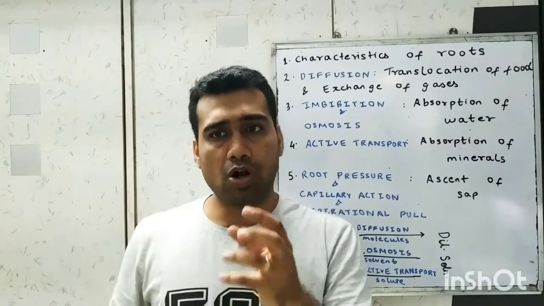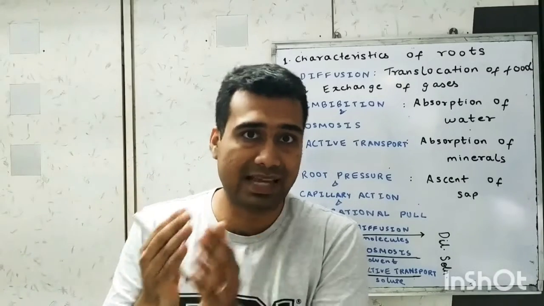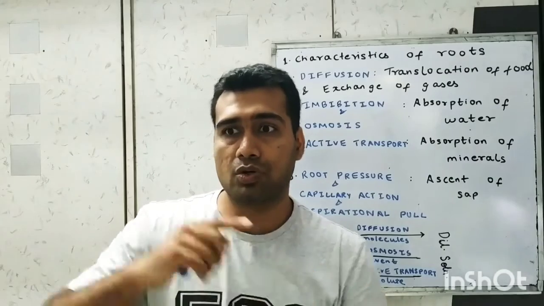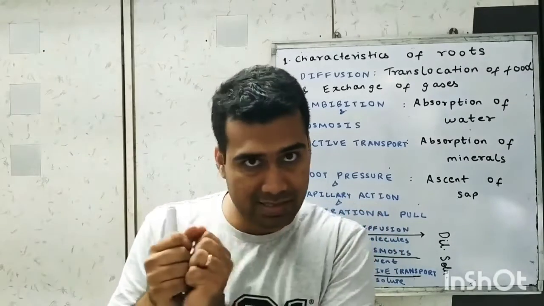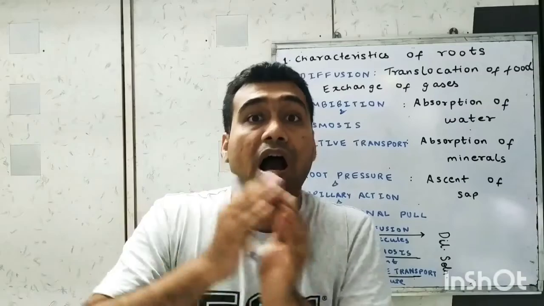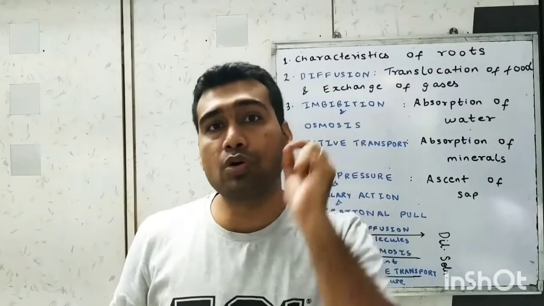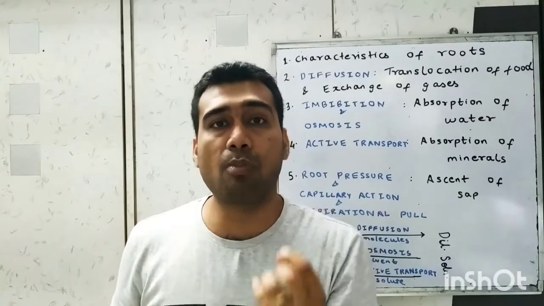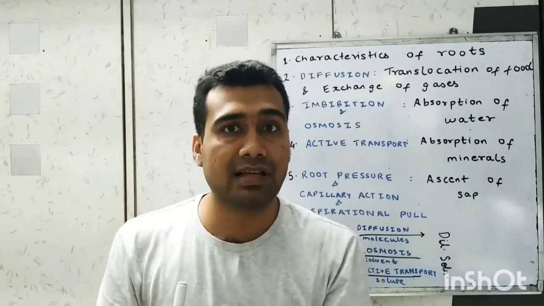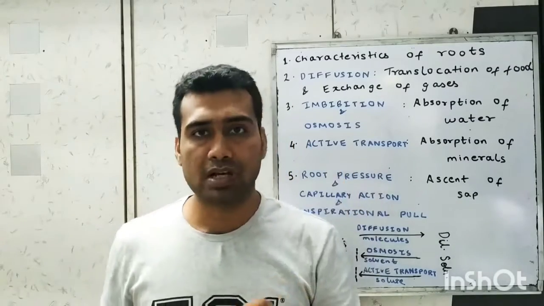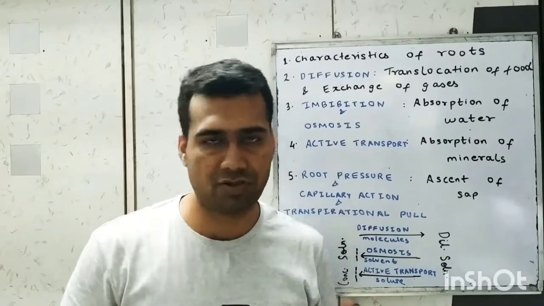Now the root hairs already have a high concentration of minerals inside them compared to the soil. So the minerals have to be forced from a lower concentration to a higher concentration, which is possible only by expenditure of energy in the form of ATP by the root cells. Hence it is called active transport, unlike diffusion, which is passive transport.